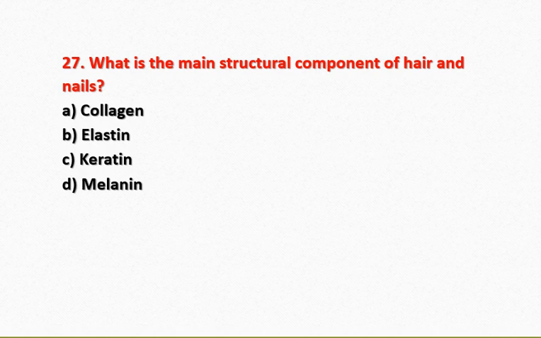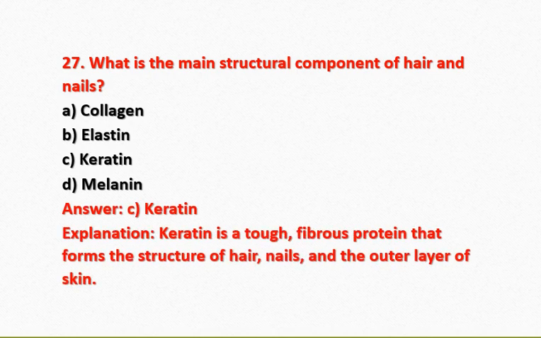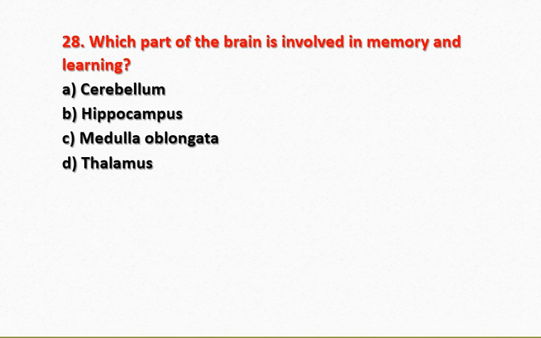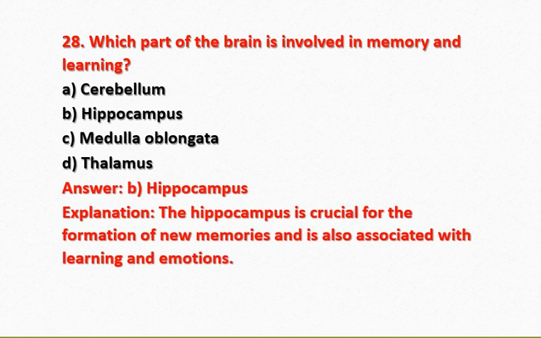What is the main structural component of hair and nails? Correct answer is option C, keratin. Which part of the brain is involved in memory and learning? Correct answer is option B, hippocampus.